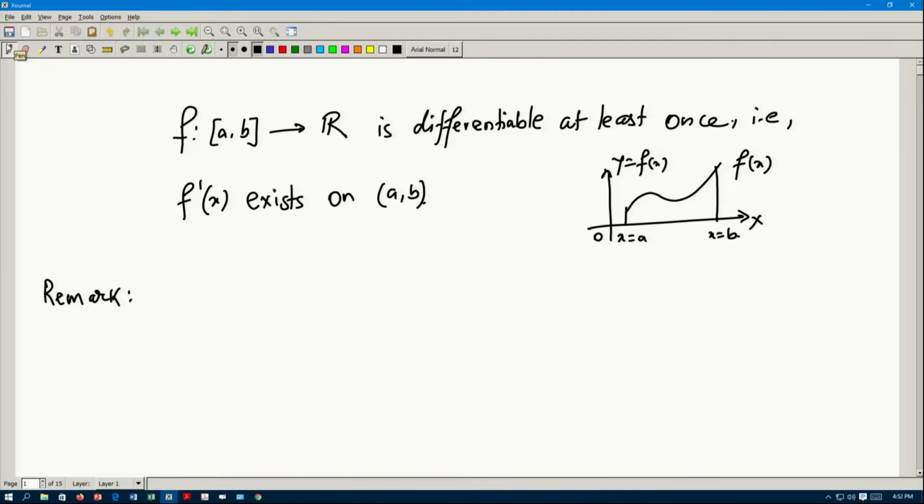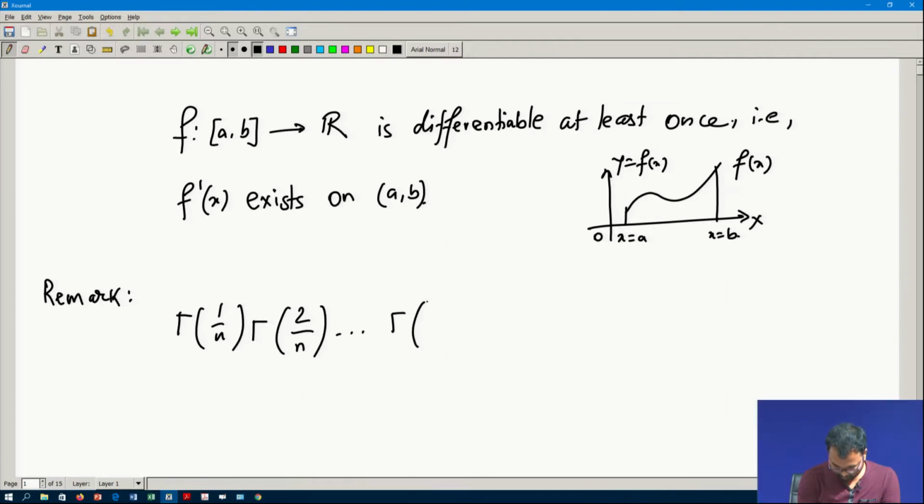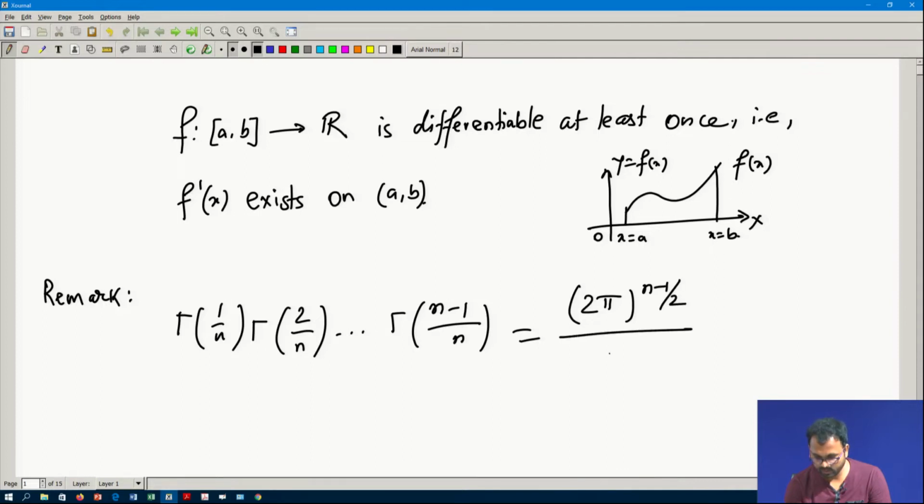The formula goes like this: gamma 1 by n, gamma 2 by n, up to gamma n minus 1 by n is equal to 2 pi to the power n minus 1 by 2 divided by n to the power 1 by 2. So, this is just one simple application of this formula, and this formula is very standard and you will be able to find it in any book.